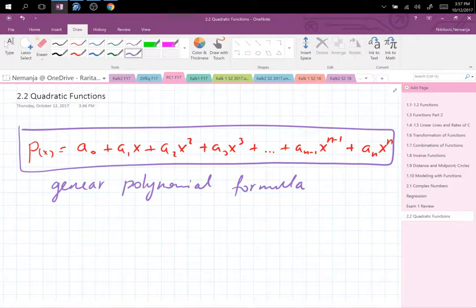When you do regression in Excel, you will notice that polynomial regression goes up to order 6, right? And you will use that for the project.